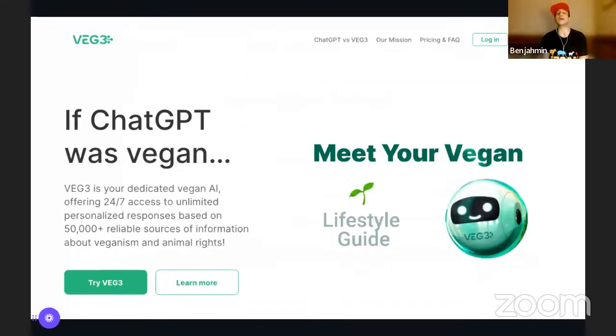So this is Veg3. This is really cool. Imagine if ChatGPT was vegan. I encourage everybody to check out Veg3. I've played around with it. There are some limitations with the freemium, but just by signing up with your email, you can play around with it for free, and it's very similar to ChatGPT, except it's been trained on thousands of vegan content. Everything from research articles to, I don't know if they just gave it every Earthling Ed video and stuff like that, but it's really 50,000 reliable sources of information about veganism and animal rights. So definitely check it out.